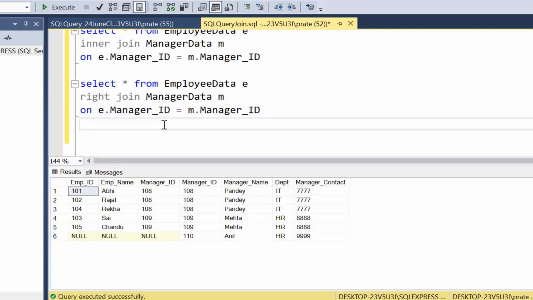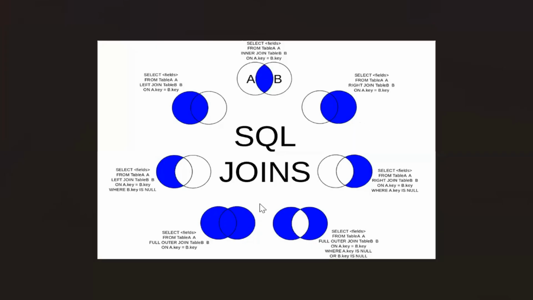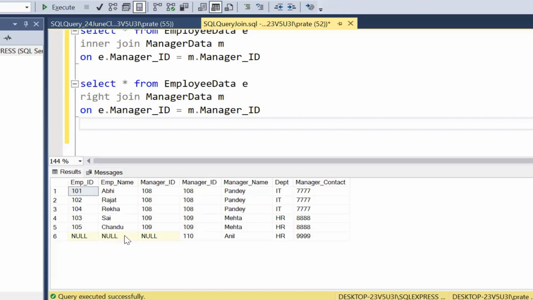Okay, now explain it. In this right join, from the right and left table, we have got the matching values, and plus we are also getting additional values from the left table. So we are getting this additional value from the left table. Right join, no? So it's a right join.